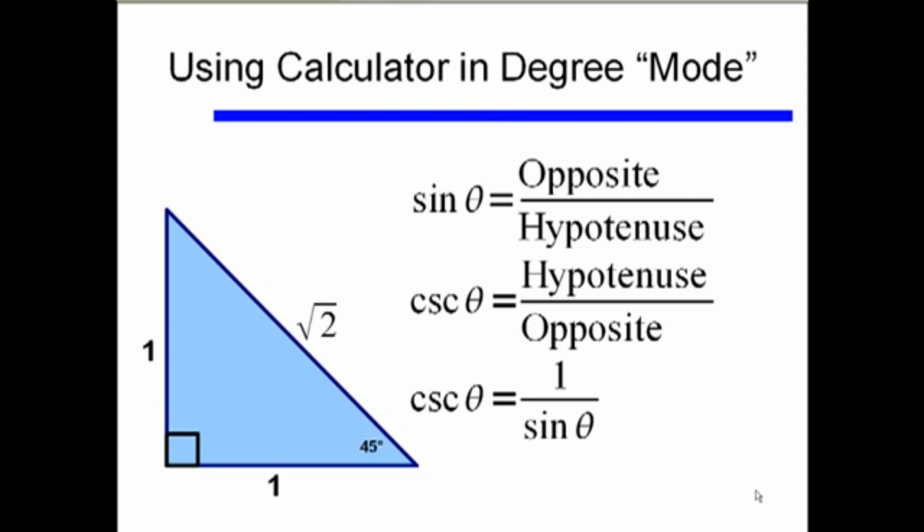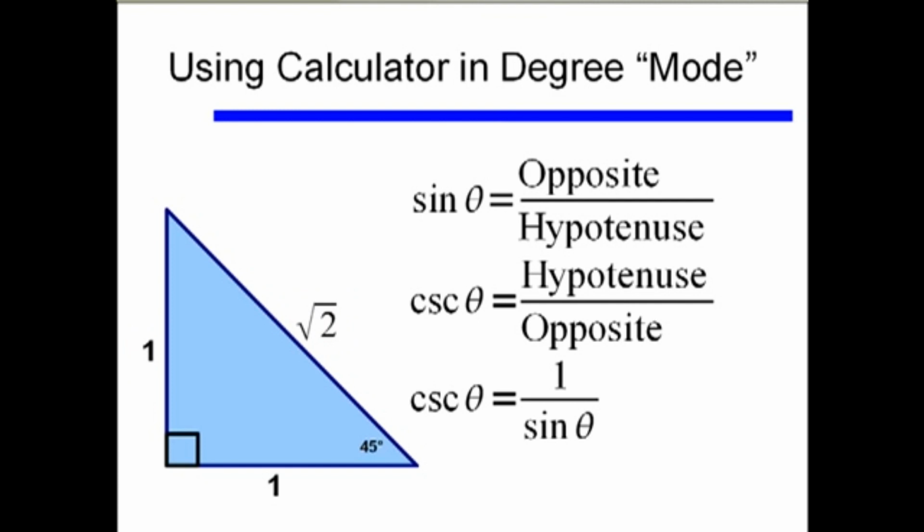Well, what about the other 3 trigonometric functions? Let's first look at cosecant. Remember, the sine of theta is equal to the opposite side over the hypotenuse, and cosecant was equal to the hypotenuse divided by the opposite side. We could also rewrite cosecant as equaling 1 over sine of theta.